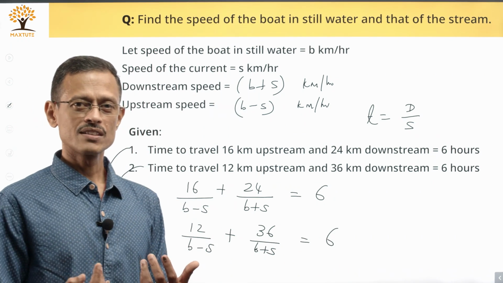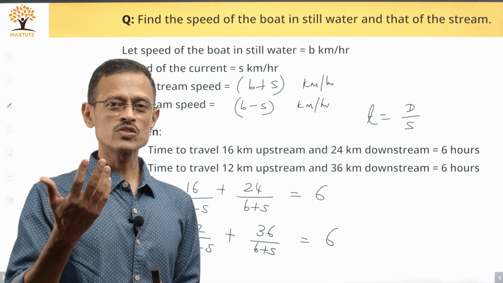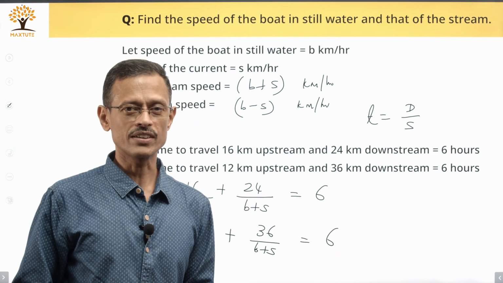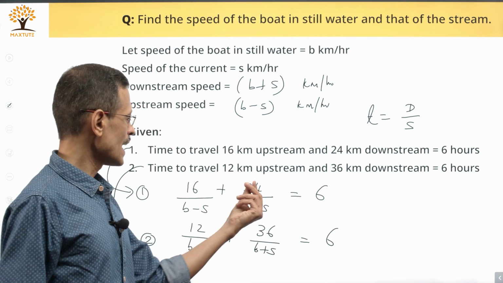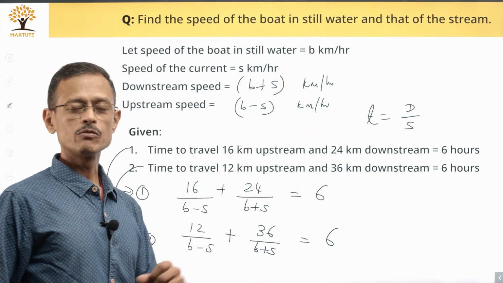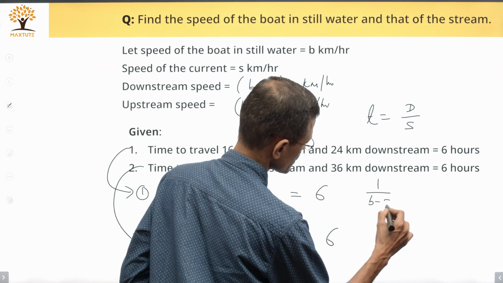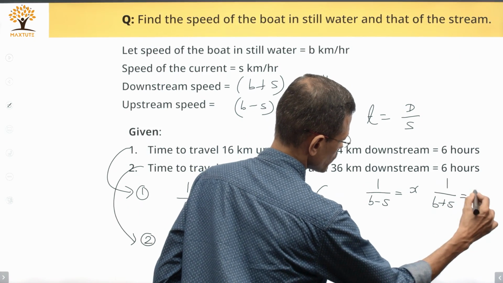How are we going to solve this? One, we can take b plus s and b minus s as a common denominator and work with it. But you have seen a variety of these questions where we can translate this into a linear equation by saying 1 upon b minus s is equal to x and 1 upon b plus s is equal to y. That's what I'm going to do. 1 upon b minus s is equal to x. 1 upon b plus s is equal to y.